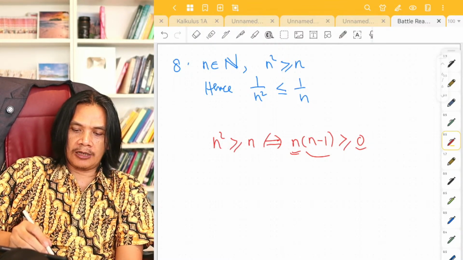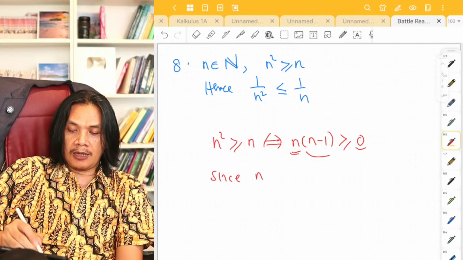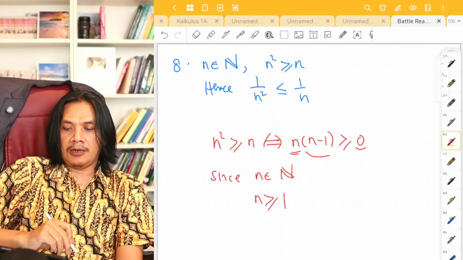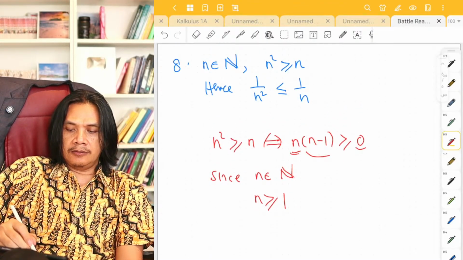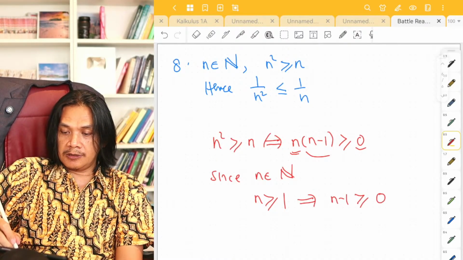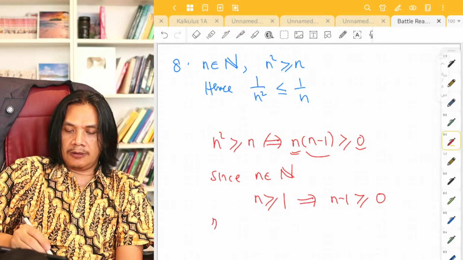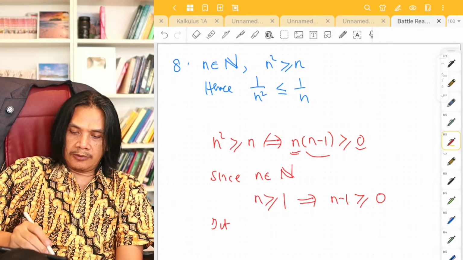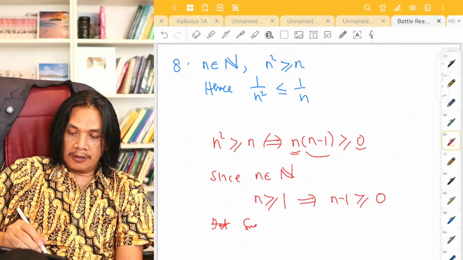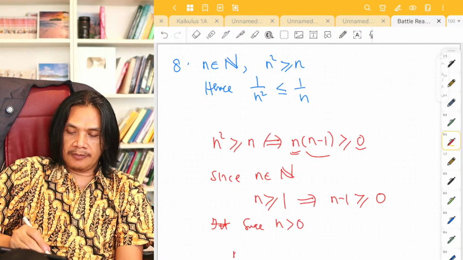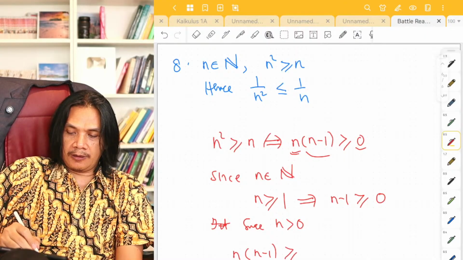Right? So you say that since n is a natural number, the smallest possible n is 1. Which means therefore n minus 1 is greater than or equal to 0. So multiply by n, it follows. Okay. Since n is positive and n minus 1 is greater than or equal to 0.